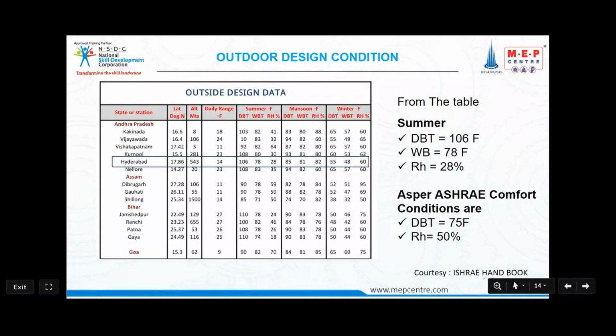Okay, what are the comfort conditions as per ASHRAE? As per ASHRAE, the comfort conditions are dry bulb temperature 75 Fahrenheit and relative humidity 50%. Okay, is it clear?